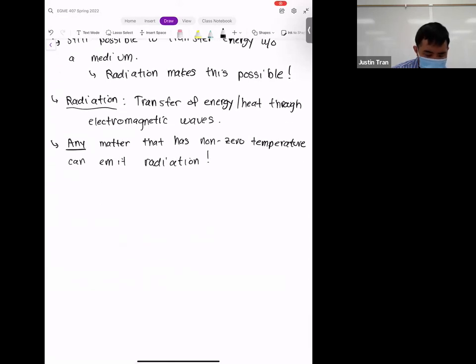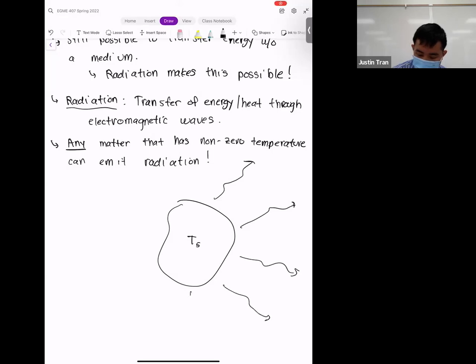And so you have an object here. Here I have an arbitrary potato. Okay. And so let's say that this potato is the temperature Ts. Okay. And so just by nature of being made of stuff and having a temperature, it's going to radiate heat. Okay. And it's going to radiate heat in all directions. Okay.